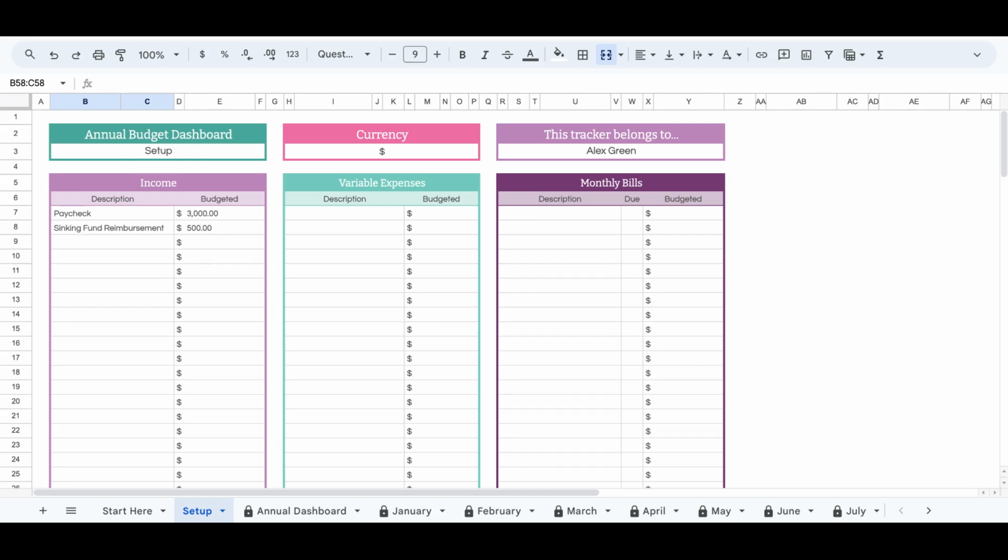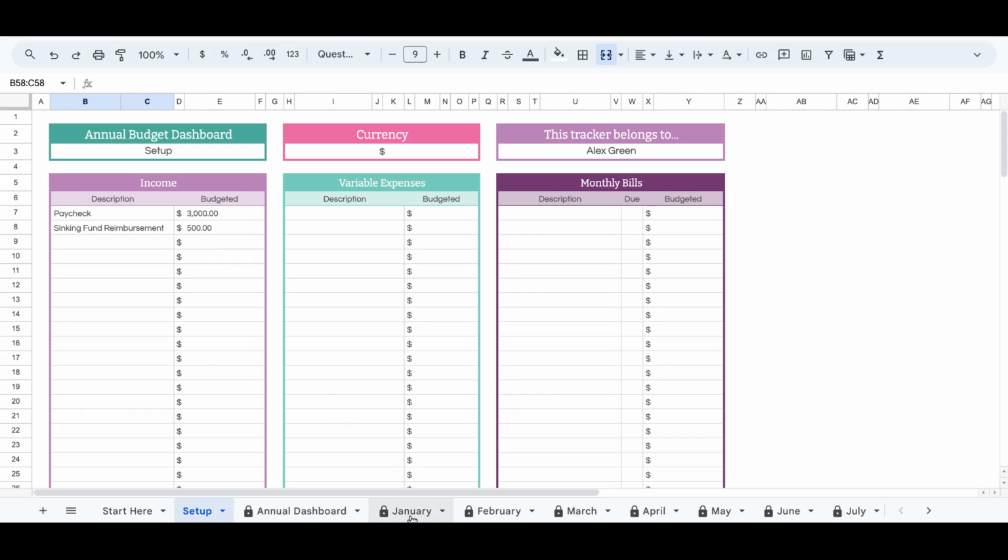So to prevent that from happening, when I do this in my own budget, I have this line item for reimbursements from my sinking fund. And it doesn't actually matter what you put in this budgeted amount, because it will differ from month to month based on when you end up using your sinking funds. But you can just take an average and put it in there. This number is not really that important here.